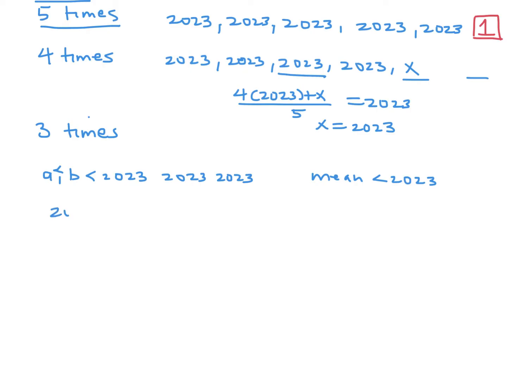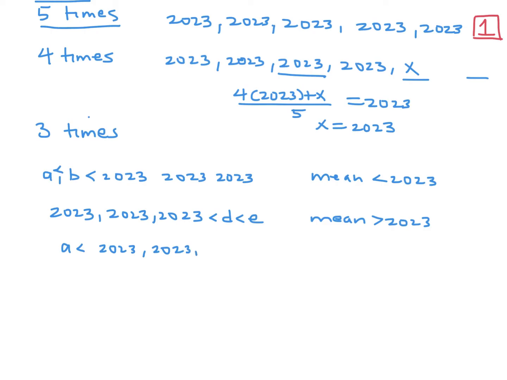Now we go to the other scenario, which is you have two numbers that are different, but they're greater than the 2023. So they're like this. Well, in this case, the mean would be greater than 2023 and would fail to meet the criteria that the mean has to be exactly equal to 2023. So the only way we can make this work is if we have one number that's on that side and then one number that's on the other side, like that. And then the mean and the median could possibly be 2023.